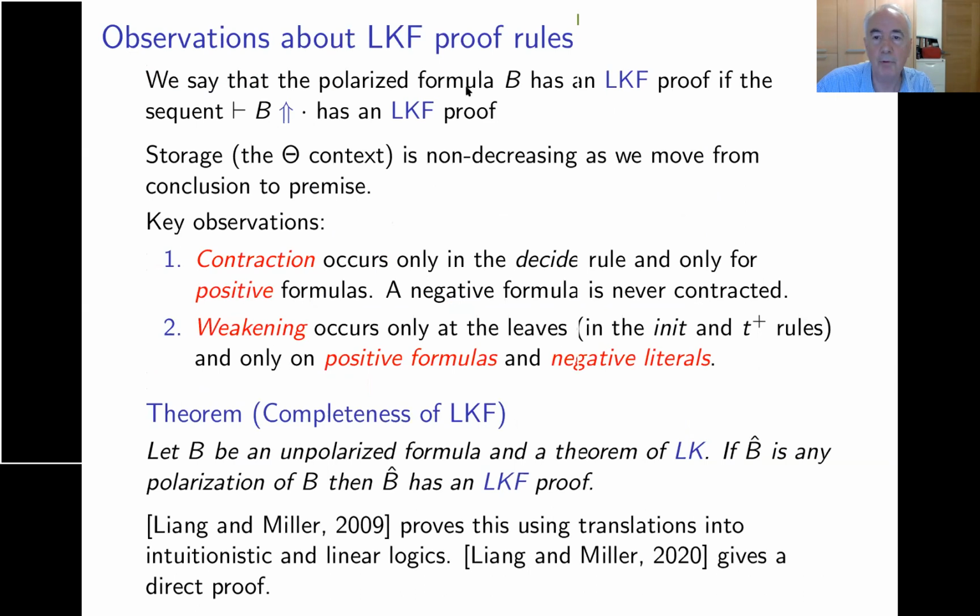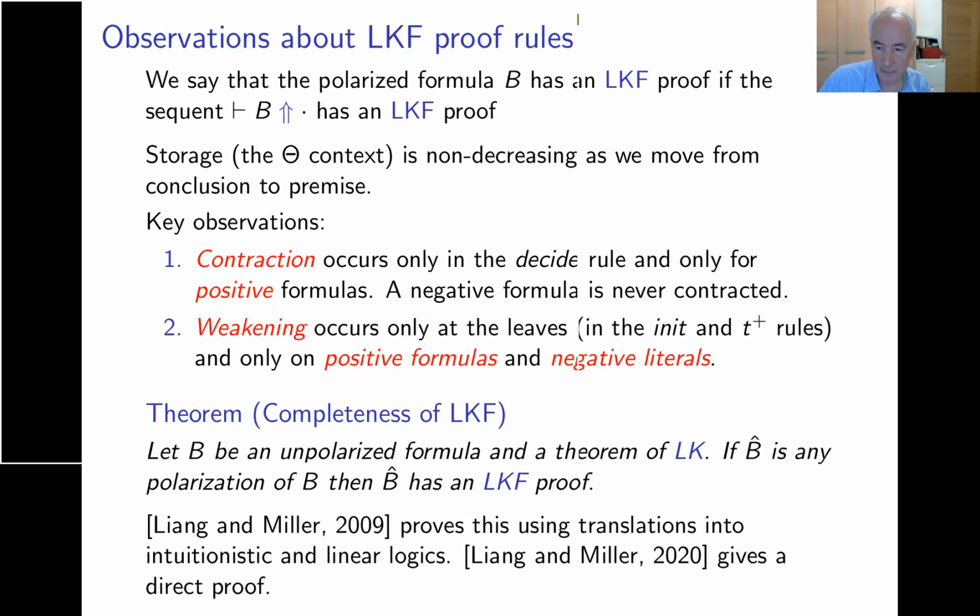First of all, we say that a polarized formula has an LKF proof if, starting with it placed between the turnstile and the arrow with an empty storage, it can be proved. That's the root of an LKF proof, if you will. Storage is non-decreasing as we move from conclusion to premise. The key observations I mentioned: contraction only occurs in the decide rule, and a negative formula is never contracted, except if it's in storage. And weakening occurs only at the leaves, and only for positive formulas and negative literals. That will be an important observation in a minute.